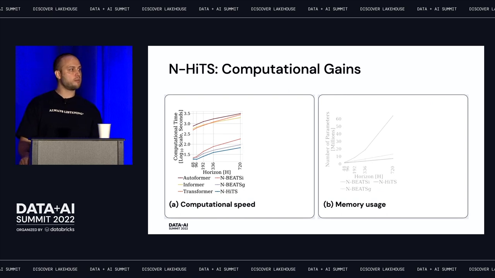Here you can see the comparison of the N-HiTS in terms of computational speed with other former models, like the Autoformer, Informer, Transformer. On the y-axis, you have computational time in log scale, log 10 scale. So as you can see, this implementation is orders of magnitude faster than existing alternatives.